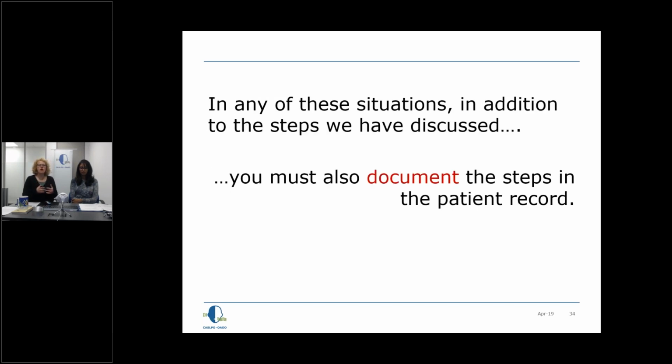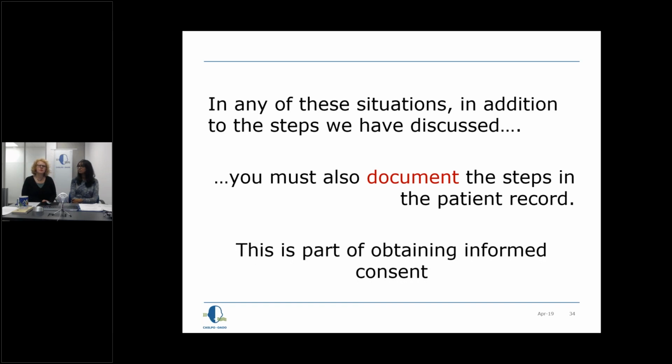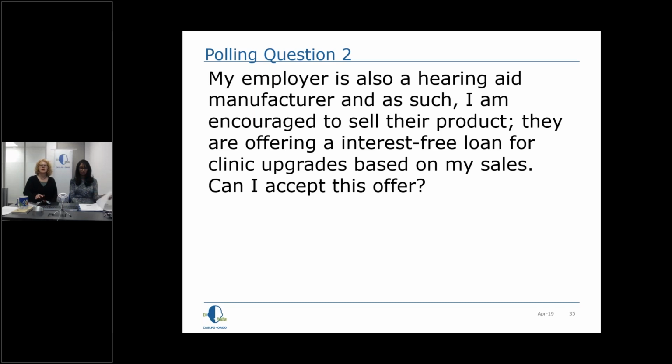So in these two common conflict of interest situations, I've outlined the steps you need to take. The last step that you need to take for all of these is to document that you've taken these steps and document it in the patient record, because essentially this is part of obtaining informed consent. Patients need to make an informed choice, and describing and outlining what the conflict of interest is that might influence their decision is an important piece of information that goes into obtaining informed consent. So you must document.